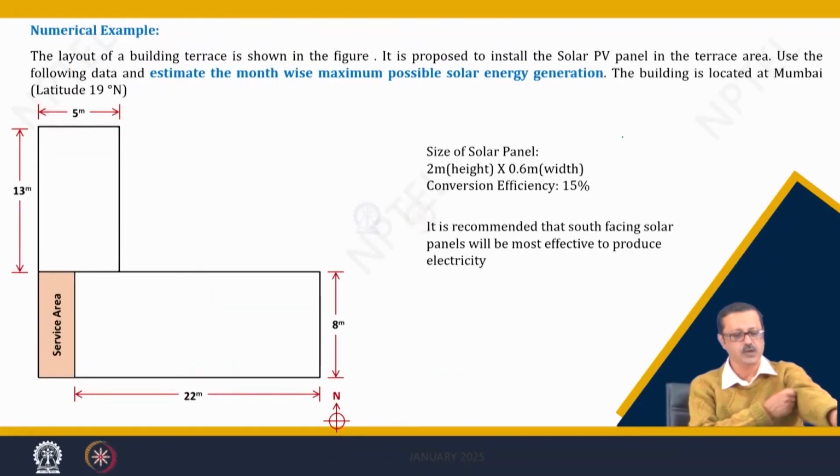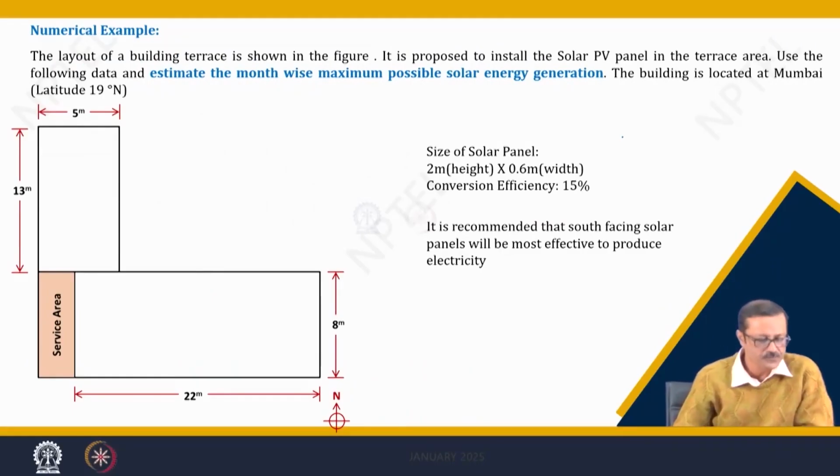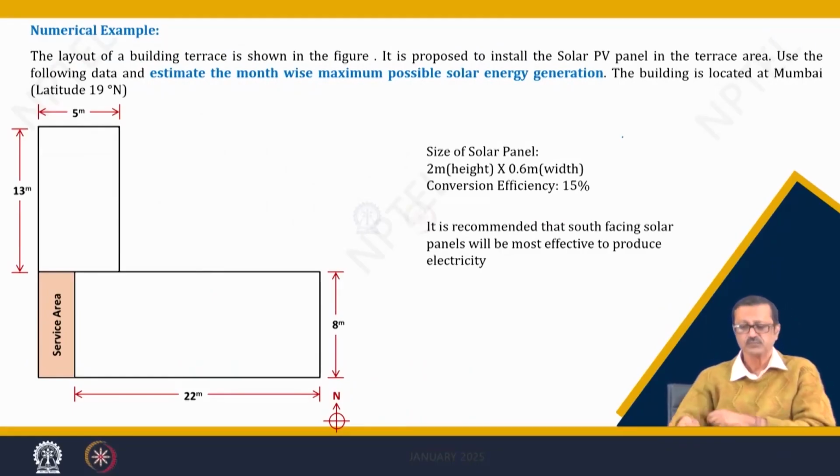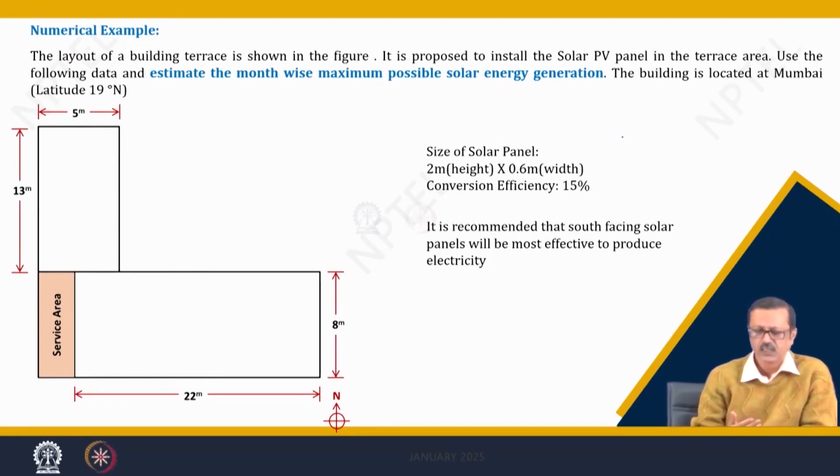So, we will do a small problem over here. Suppose this is the plan of a rooftop of a building, where I am going to have some kind of a PV installation. There are two parts of the rooftop, it is an L shape of a building. There is a corner of two wings, there is a service area, and I have 13 meter by 5 meter of one side full rooftop area available for my solar installation, and another side is 12 meter by 8 meter which is available for the installation.